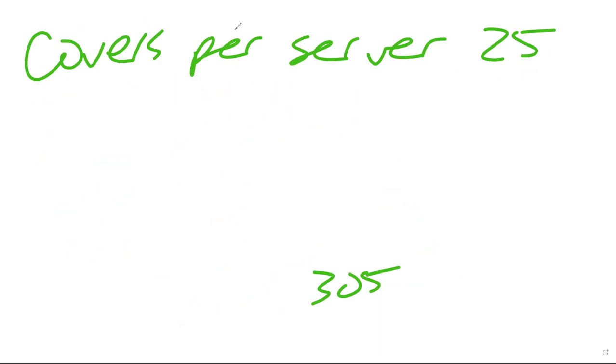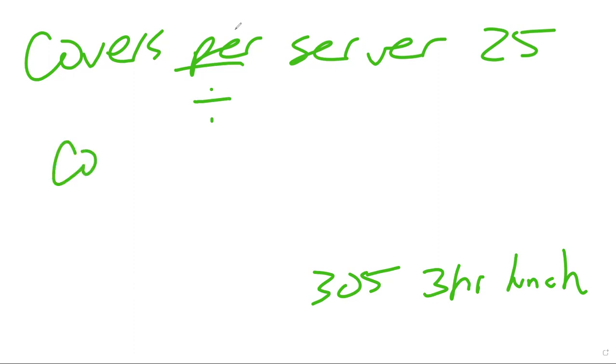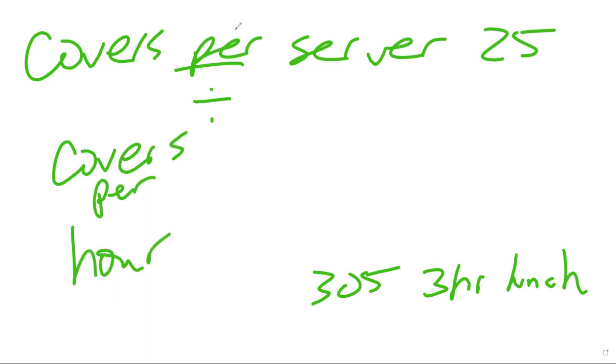Okay, so 305 for a 3-hour lunch. So what does this word "per" represent? It represents a division sign. So covers per hour, right?